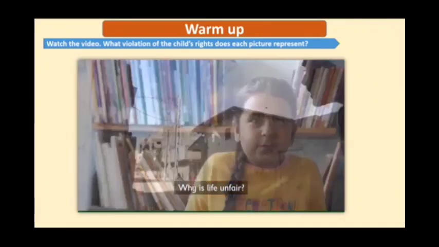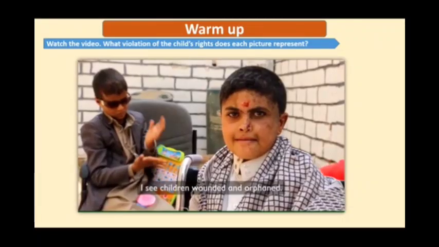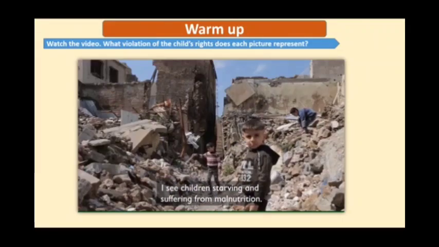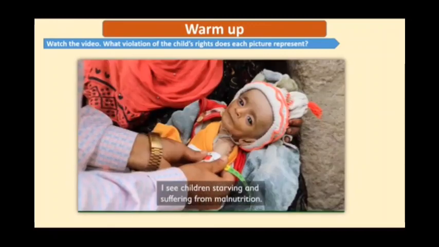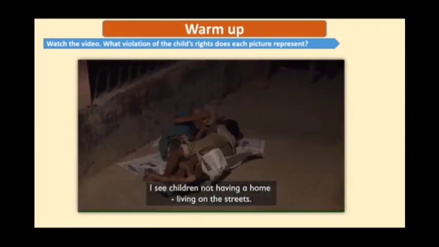Why is life unfair? I see countries fighting. I see children wounded and orphaned. I see children starving and suffering from malnutrition. I see children not having a home, living on streets.